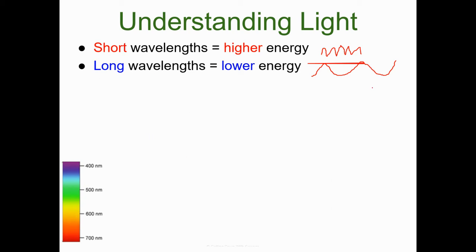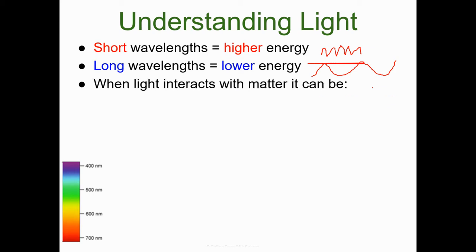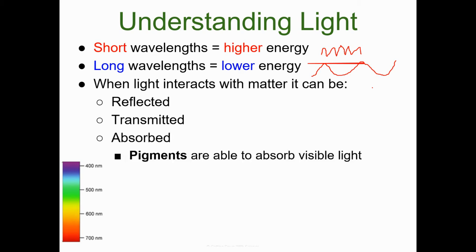So when light interacts with matter, there's a few things that can happen. It can be reflected, it can be transmitted, or it can be absorbed. We're going to be focusing on absorption. So pigments are specifically able to absorb visible light. And we already spoke about one pigment that we know of, chlorophyll. There's actually other pigments too, but all of these pigments are able to absorb visible light.